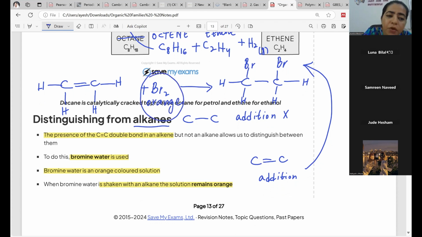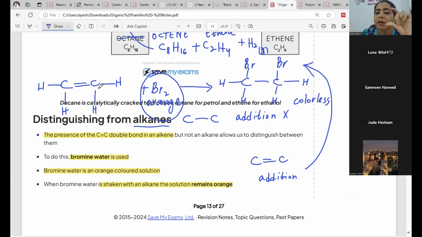Let's say you have an alkene and you are going to add bromine, which is an orange color solution, to it. As soon as the bromine adds, its color is going to disappear. So the final thing that you are getting over here is going to be colorless. So this test we can use to identify something unknown.